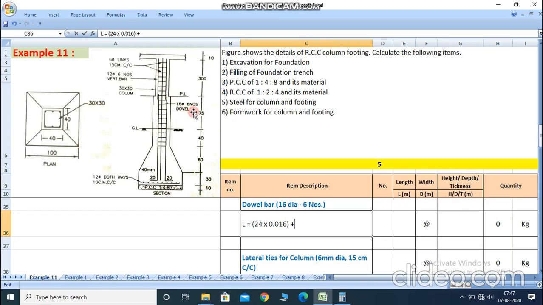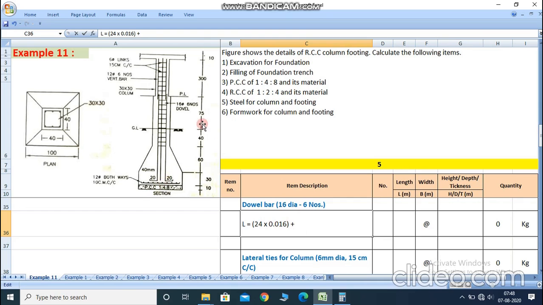So here we take a summation of 75 centimeter, 40 centimeter, 60 centimeter, 30 centimeter, and here 20 centimeter. Hooks are provided on both sides. We also minus the bottom cover and minus the diameter of the bar. Here 12 mm diameter bar is provided both ways, horizontal and vertical, so minus this diameter of the bar.